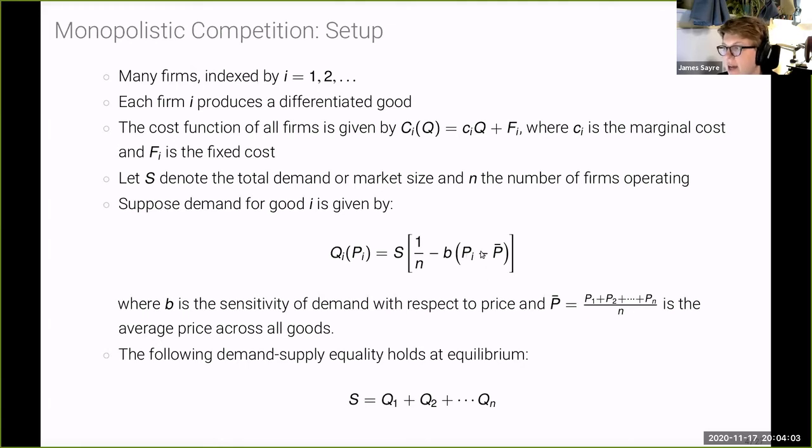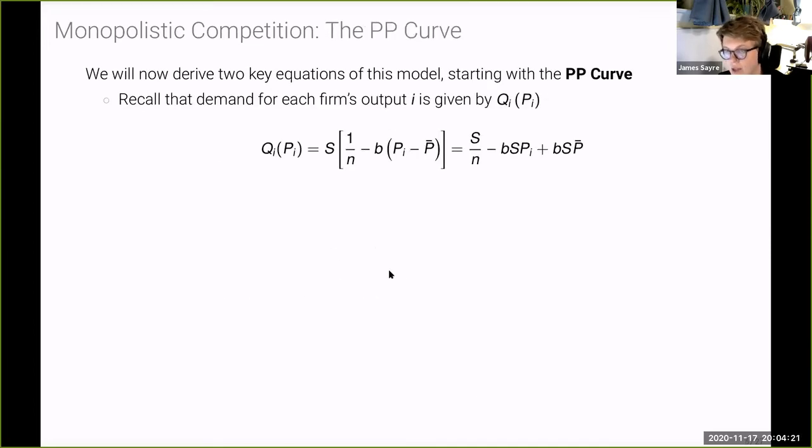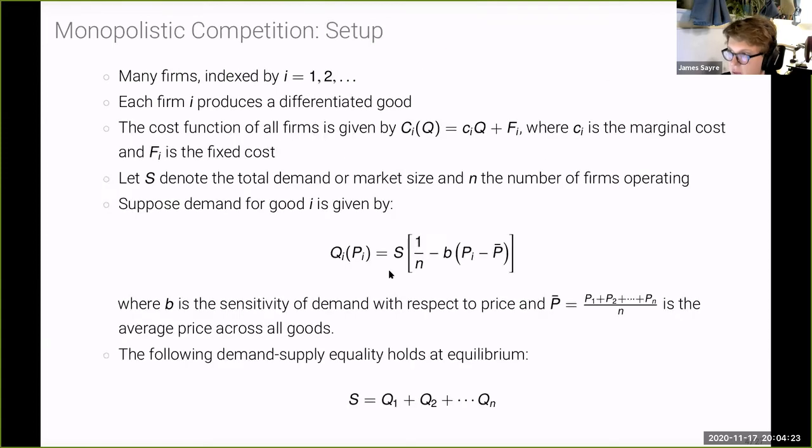Notice if Pi is higher than the average price, then this is going to reduce consumers' demand for the good that firm i is producing. If it's below the average price, then likewise this sign is going to flip, and now consumers are going to have more demand for the good that firm i is producing. Okay, so hopefully all of that makes sense.